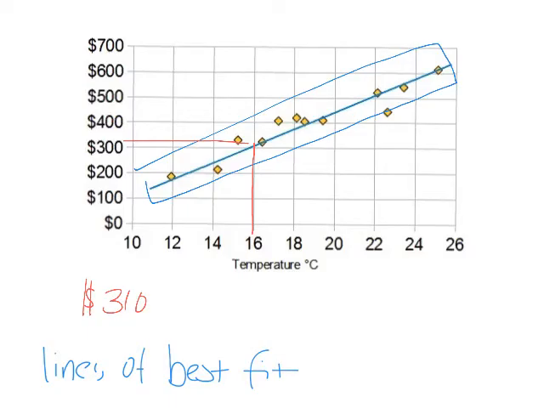Okay, you can make other predictions. So you can do like when it's $600, if we go over here, $600 means that the temperature is going to be about maybe 24.5 degrees Celsius. So you can make predictions starting with the y variable also. So trend lines help us to make predictions. Let's look at another one.